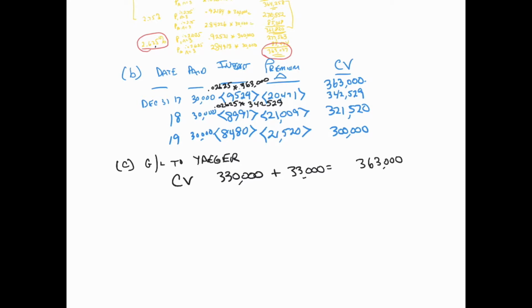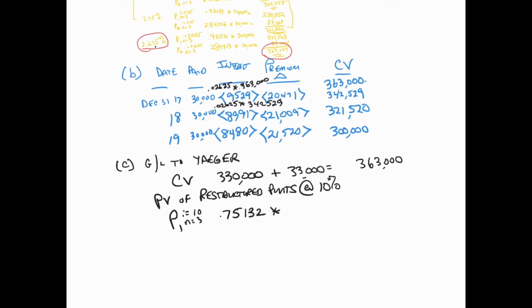Now, their present value on this is going to be a present value of the $300,000. Present value of restructured payments at 10%. And they're not going to change that 10%. They're not going to work with a 2.625. They're going to say, well, our cost of capital still is 10%. So the present value of the $300,000, P sub 1, I is equal to 10, N is equal to 3, is going to be 0.75132 times 300,000.